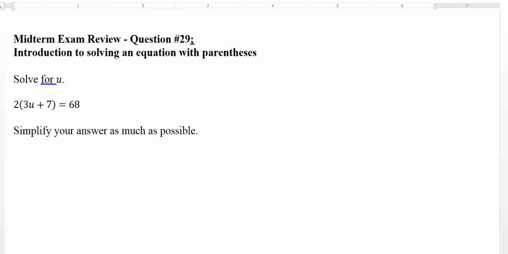In this problem, we're going to be solving an equation. Again, remember, our equation is when we have an equal sign in our original problem. So my equation is 2 times the quantity 3u plus 7 equals 68.